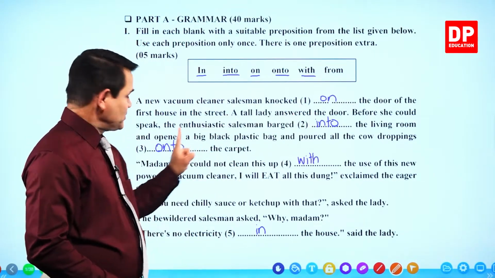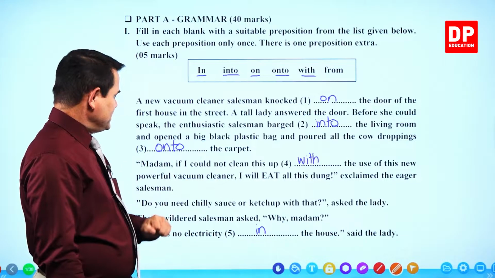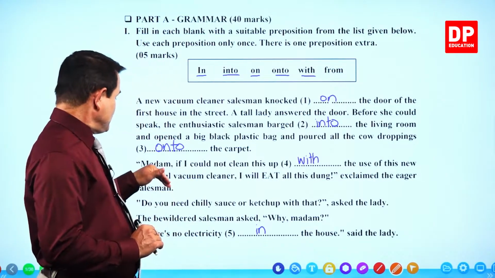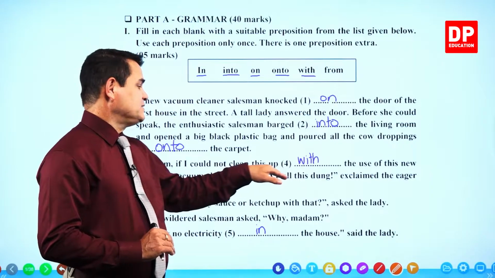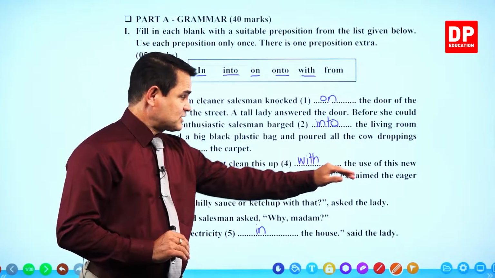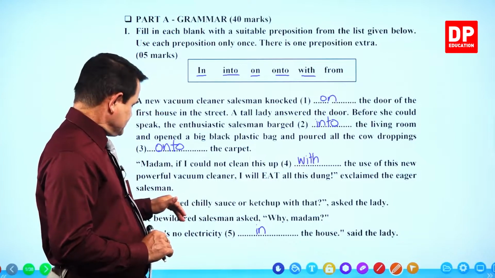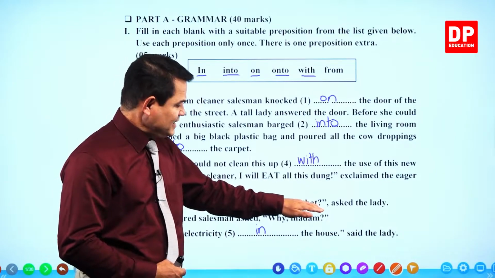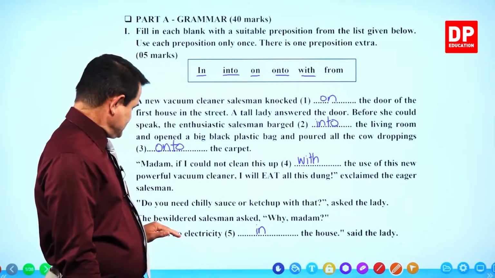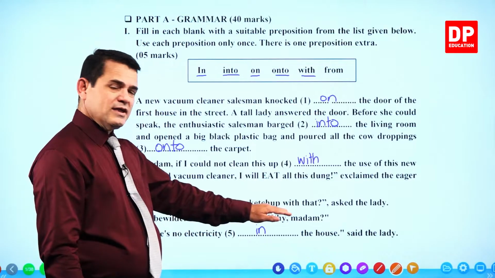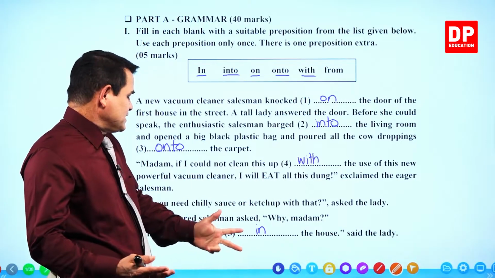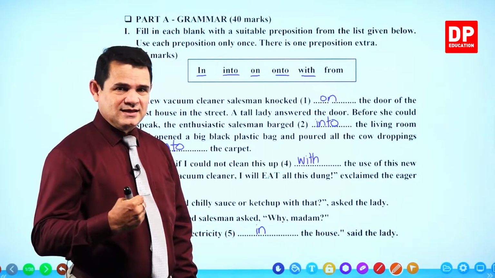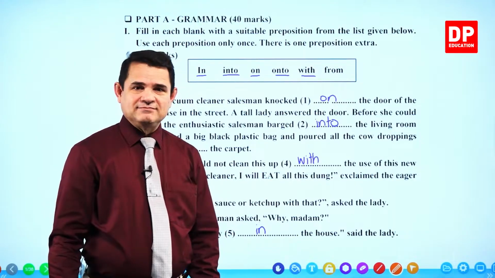Madam, if I could not clean this up with the use of this new powerful vacuum cleaner, I will eat all this dung, exclaimed the eager salesman. Then, do you need chili sauce or ketchup with that? asked the lady. The bewildered salesman asked, why, madam? There's no electricity in the house, said the lady.